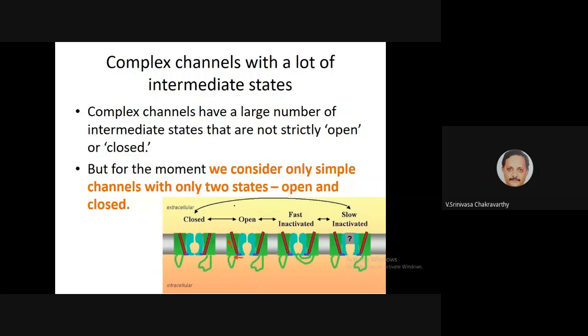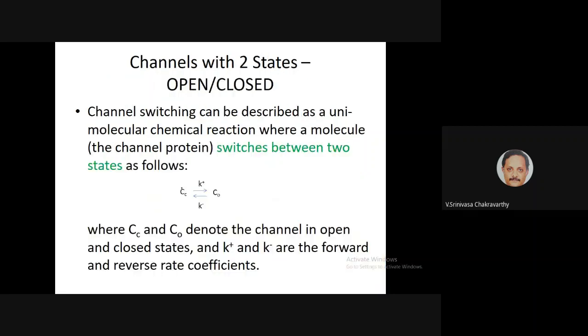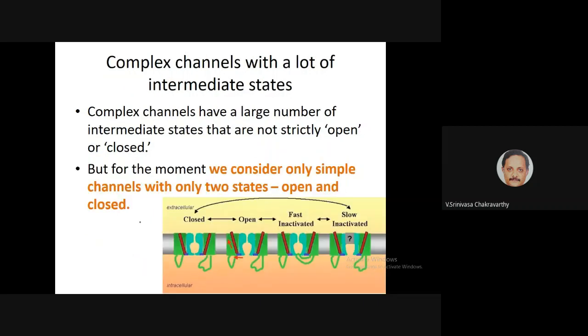So we'll look at a simple channel where the channel can only sit in 2 states, open and closed, because there are more complex channels which are thought to go through more states. So for example, you can have open as one state and closed as another state. In a simple channel, they just flip between these 2 states. So this is a simple channel.